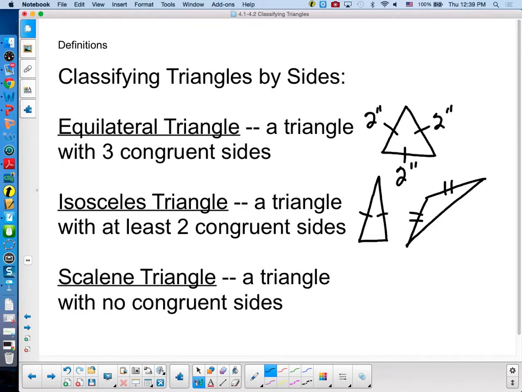Scalene is a triangle with no congruent sides. They're all different. These can look a lot of different ways. Try and draw one. So how would I mark that they're all different? If I were putting numbers on them, I could say this one is 3, this one is 10, and this one looks a little bit longer, 12. They're all different. If we were putting tick marks, you'd have a different marking on every side.